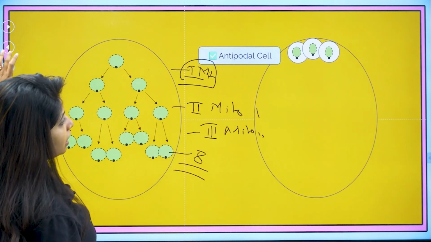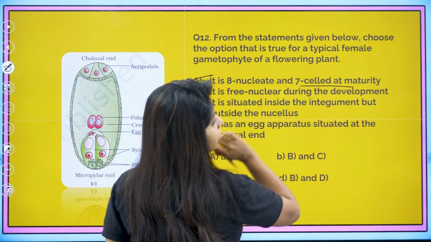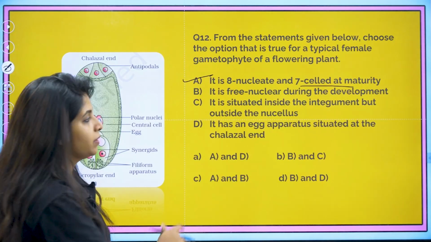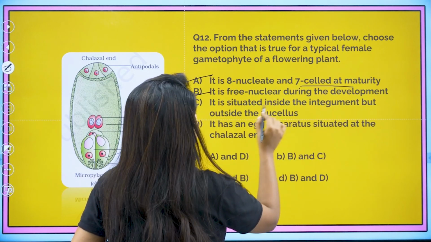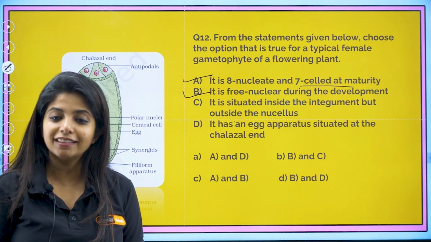So, here the thing that is given is what? Just a second. It is free nuclear during the development. Is it? Yes, free nuclear means it is not bounded by cell wall immediately. So, that is also correct. It is situated inside the integument but outside the nucellus. It is situated inside the integument.